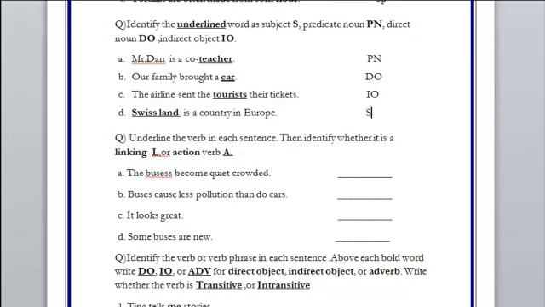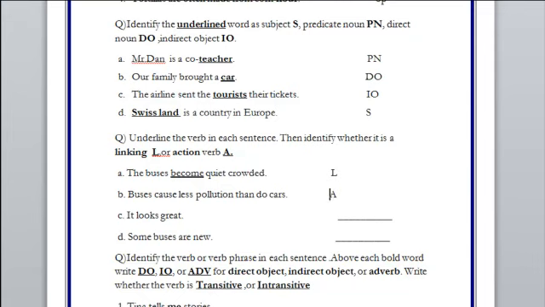The buses, number one, or A: the buses become quite crowded. So the verb here is become. As they asked me, I'll be underlining the verb. Okay, so become here is a linking verb. And: buses cause less pollution than do cars. Cause here is not a linking verb. It's an action that is done, so it's an action verb.